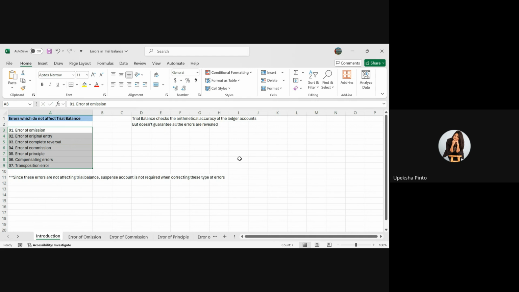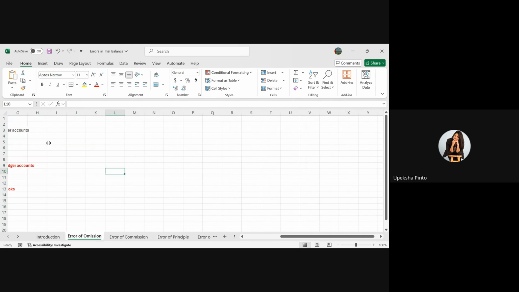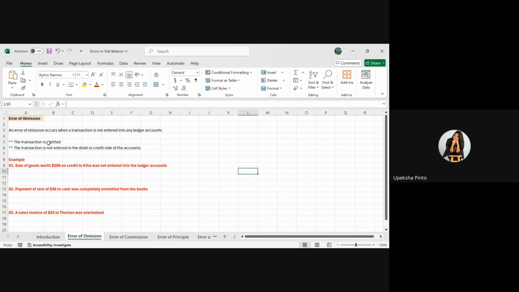But if there are errors which affect the trial balance, that is my second recording, and over there, of course, you will have suspense. But here, when there's any error which doesn't affect the trial balance, it will not require a suspense account. So we'll go for the first error, that is error of omission. This is the easiest out of everything because error of omission means the transaction is completely omitted, completely forgotten.